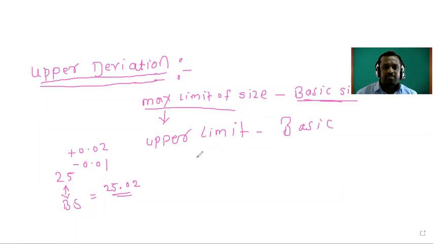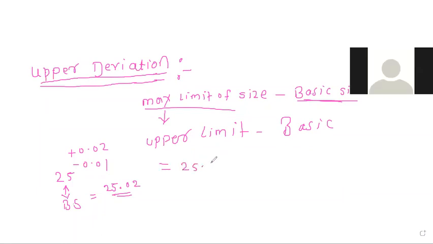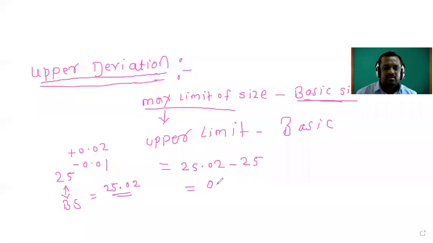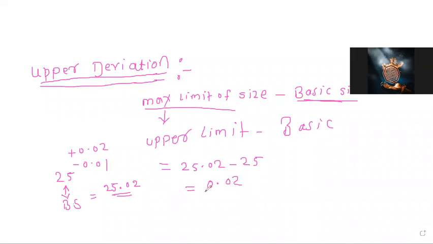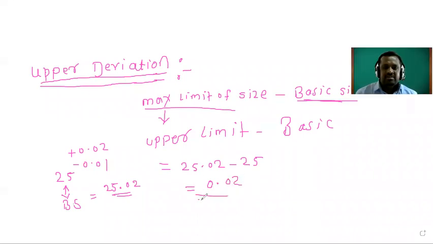Then how to calculate the upper deviation? 25.02 minus 25. What is the answer? 0.02. So 0.02 is the upper deviation. Okay, understood. And what is meant by the lower deviation?